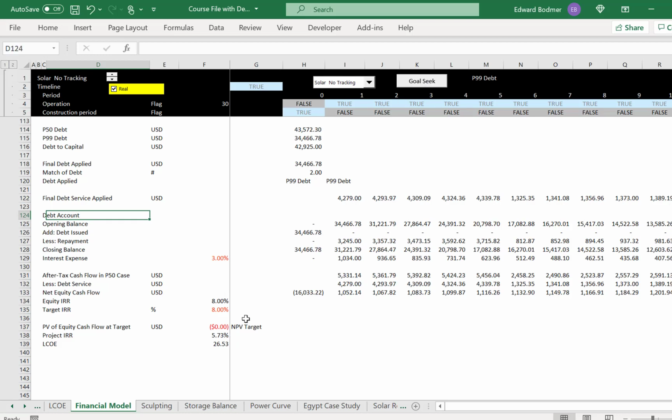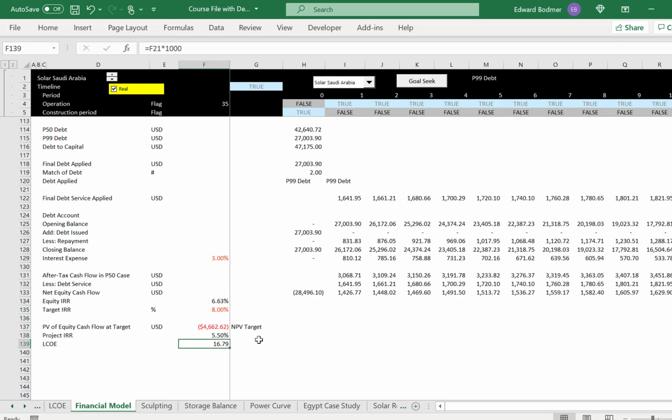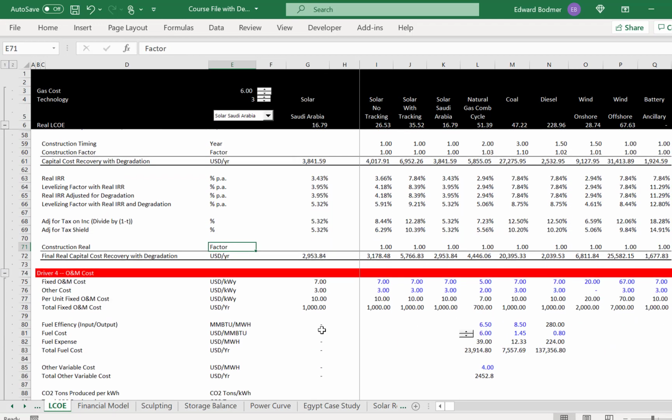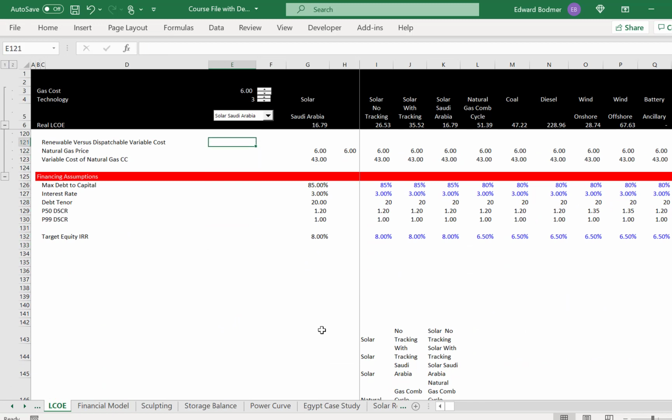Okay, so now it's P99 debt. Let's take the Saudi one, and then it's P99 debt, and we're aiming for this. We only got 16, but for the Saudi debt, let's say that we are a little more aggressive, and we put a 25-year period.